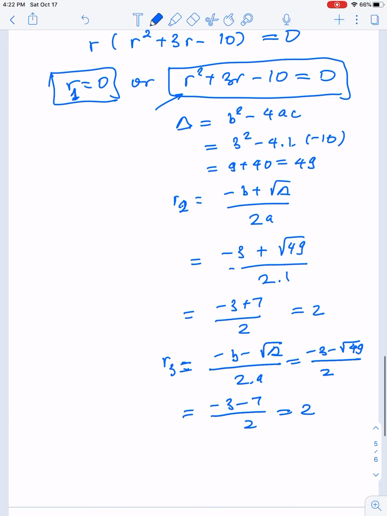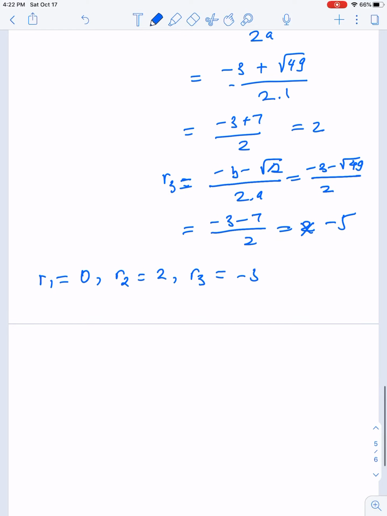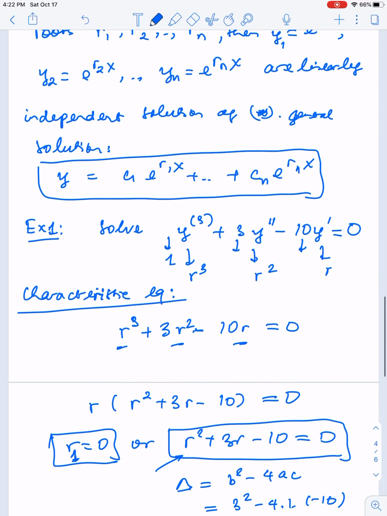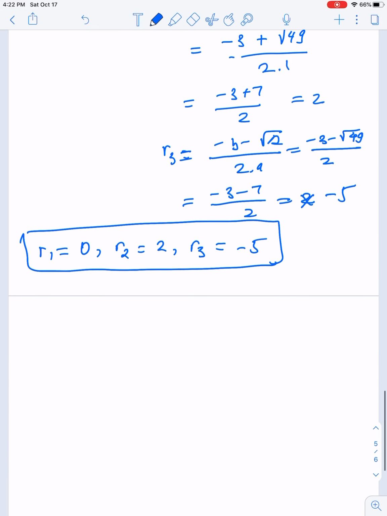Okay, so we combine all together. Just put them over here. r1 is 0, r2 is 2, and r3, this is not 2, is minus 5. Okay, minus 5. We have 3 distinct real roots. Then the theorem applies, right? Theorem 1 applies because we have n, that means 3 distinct real roots, right?